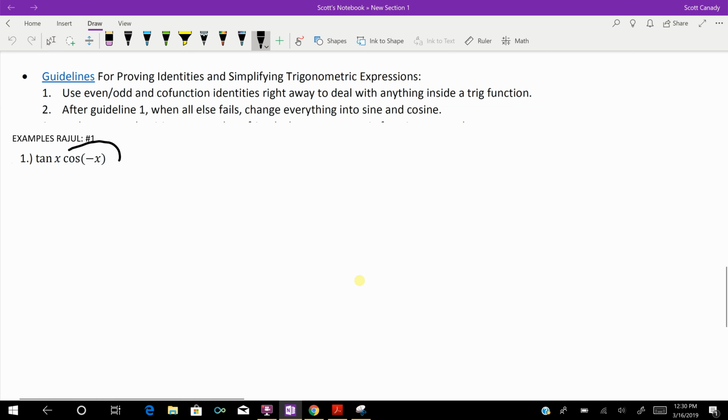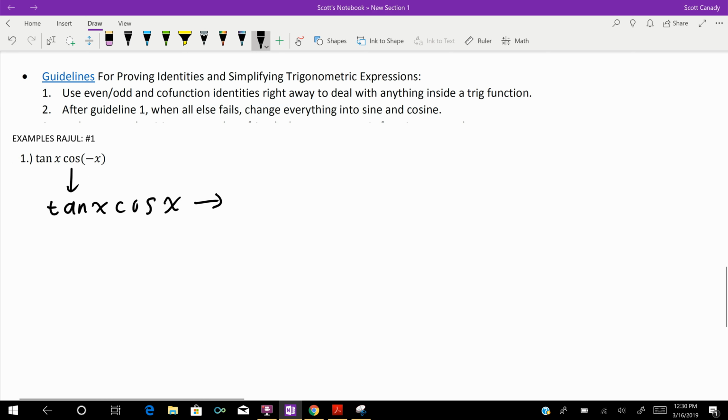And as we can see, we've got an even function and cosine of negative x here. So let's go ahead and take a look at how we're going to use that even and odd identity to simplify this. Cosine of negative x is cosine of x. So again, we're using that first guideline to simplify this cosine.